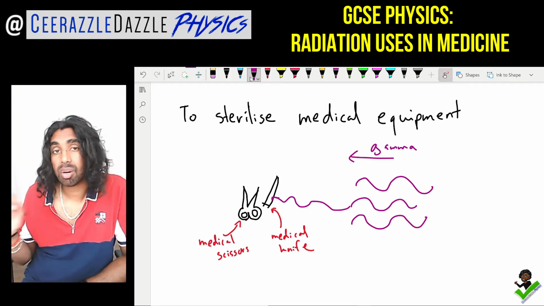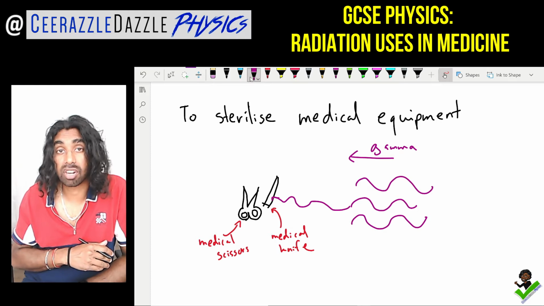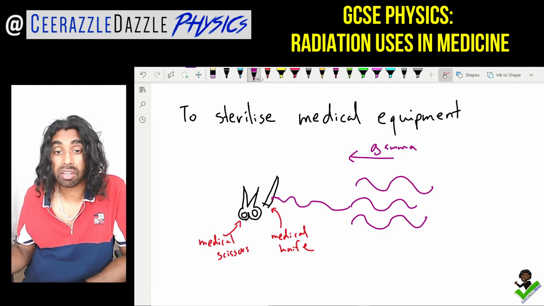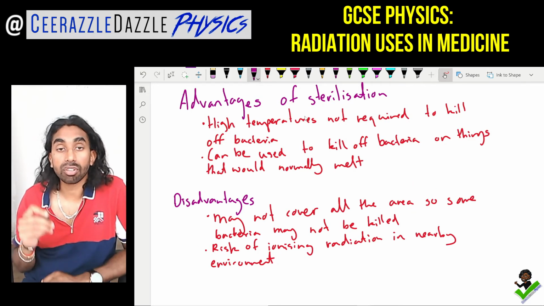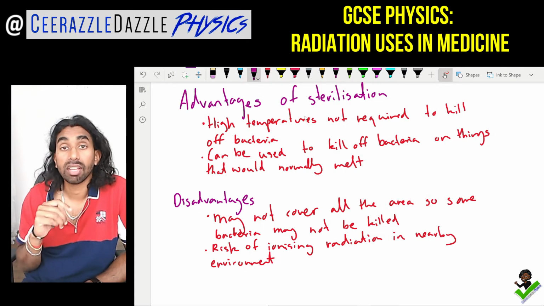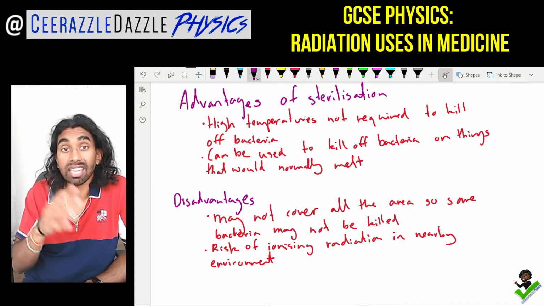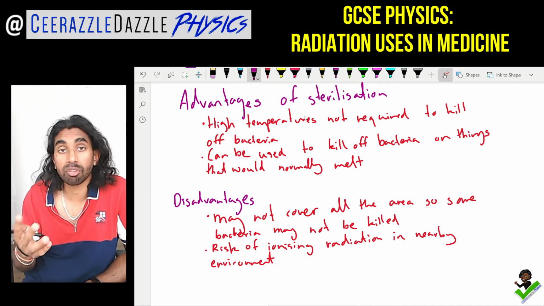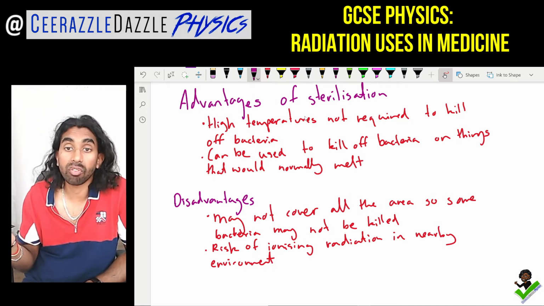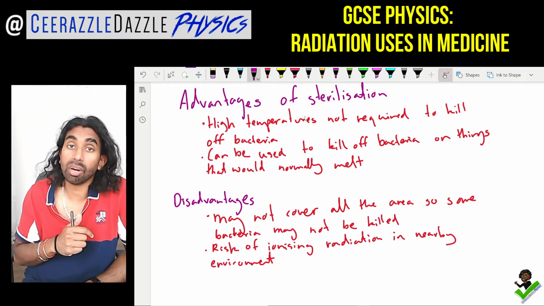So what are the advantages and disadvantages of using this method of sterilization? Well, they are the following. Advantages of sterilization. Number one, high temperatures are not required to kill off the bacteria. Number two, it can be used to kill off bacteria on things that would normally melt. Usually people would have to heat up the equipment to kill off the bacteria, but with gamma radiation, you don't require the high temperature and the object will not melt.